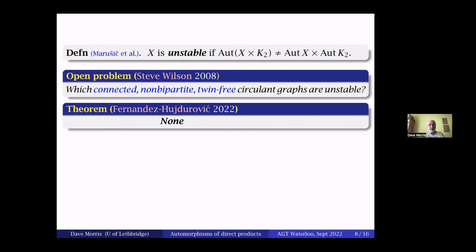There's none. There are some obvious reasons why a circulant graph might be unstable. Those are the only reasons. Unfortunately, this answer only works if the number of vertices is odd. So I said we don't understand the automorphism group of X cross K2. Well, we do understand it if X is circulant, which is all I'm going to talk about for the rest of the day, circulant graphs. If the number of vertices is odd, then there are no unexpected automorphisms. Your graph is stable.